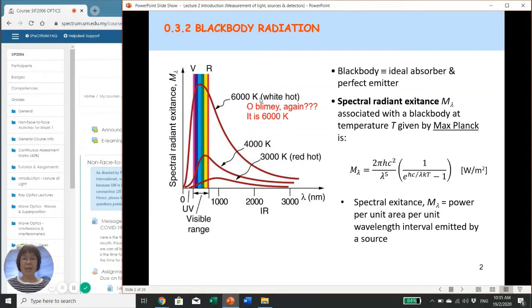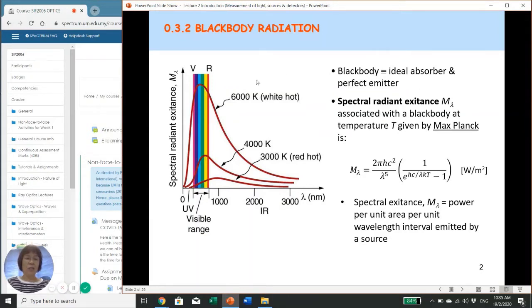And then at 600 K, which we consider as white hot, that's really hot now, you see that the peak of this spectrum is actually occurring probably around the blue region. This is around yellow, and this is in the infrared. So what do we mean by a black body? Well, a black body is an ideal absorber as well as a perfect emitter of radiation.